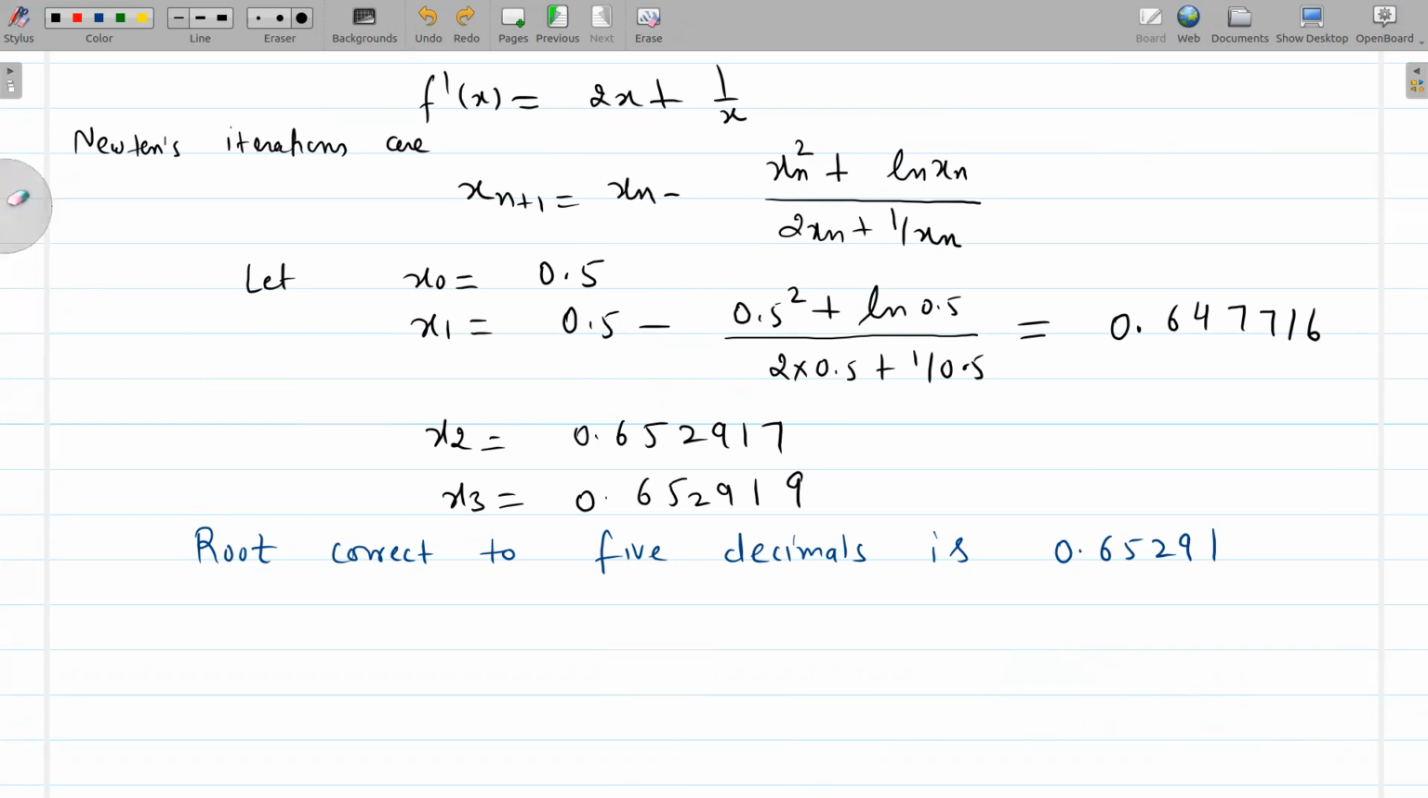Okay, any doubt in this example? So this root is the x coordinate of the point on the curve log x which is closest to the origin. Okay, so you can say the root correct to 5 decimals is this, which is closest to the origin on the curve y equals log of x.